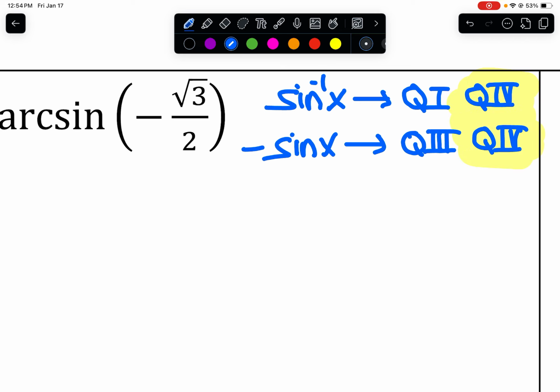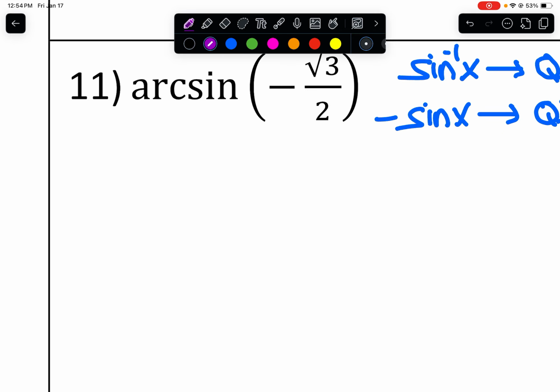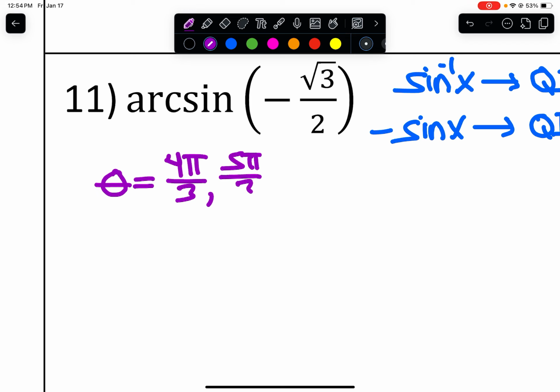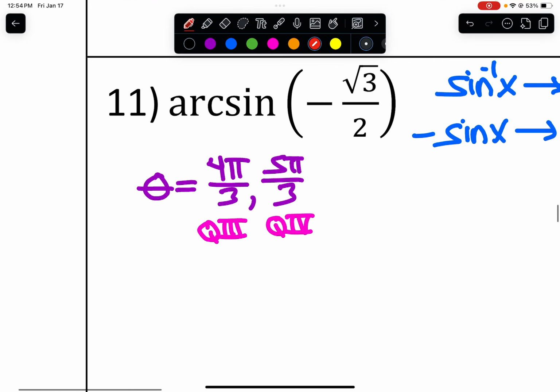Okay. So what that tells us, when I look at my theta values, my theta values here for sine being negative root 3 over 2 are going to be 4 pi over 3 and 5 pi over 3. Okay, now think of it this way. 4 pi over 3 is going to be in quadrant 3, whereas 5 pi over 3 is going to be in quadrant 4. So we want the value that's in quadrant 4, so we're going to disregard 4 pi over 3, and we want to take the 5 pi over 3.